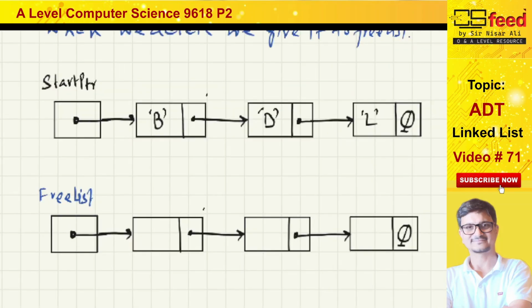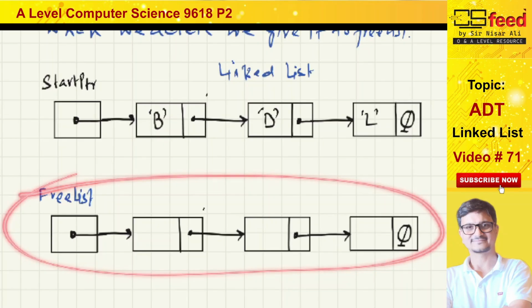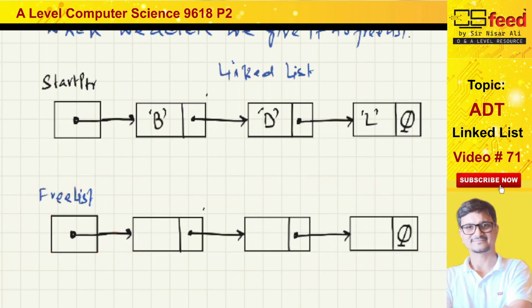All right, now you can see that with the start pointer, this is our linked list, and with this linked list we have an equivalent free list available to us. So this is the free list, and the free list's nodes, they're all empty, and nothing is in them.